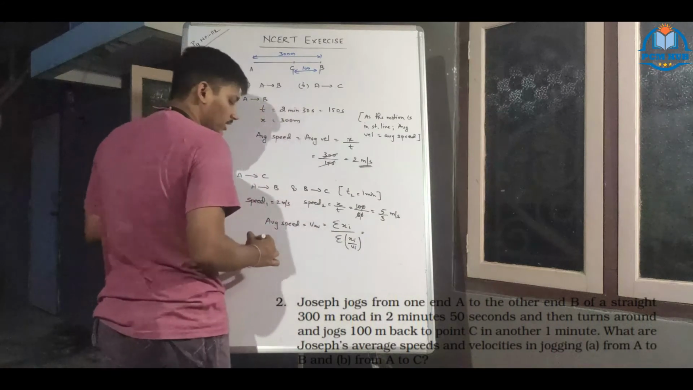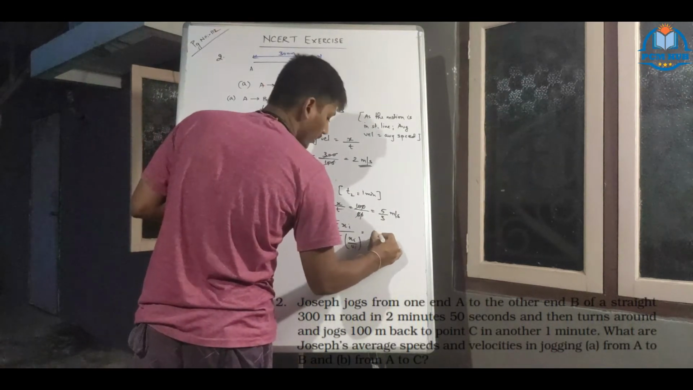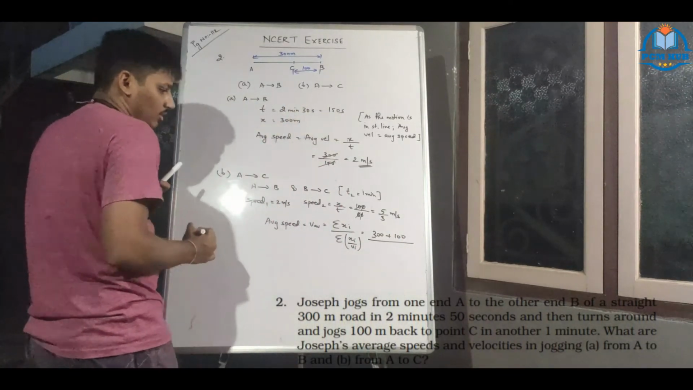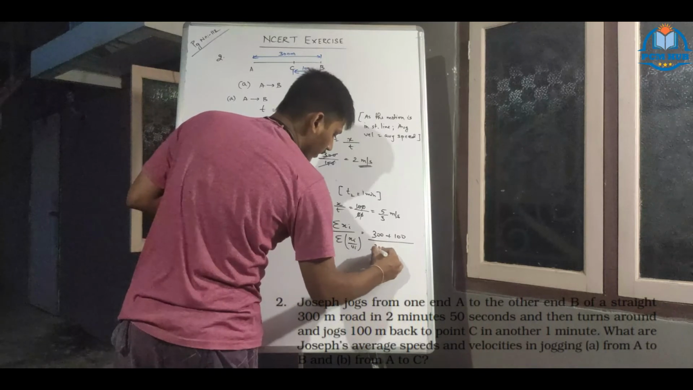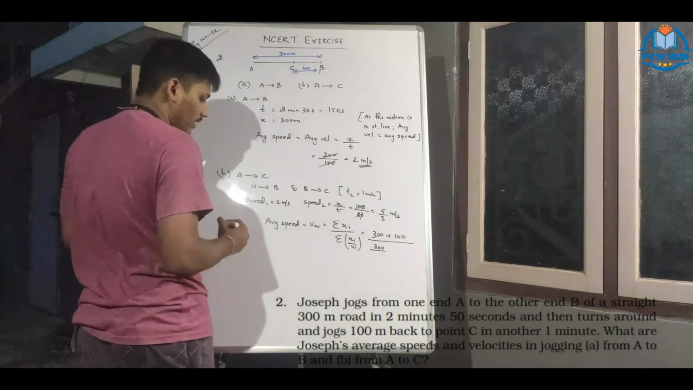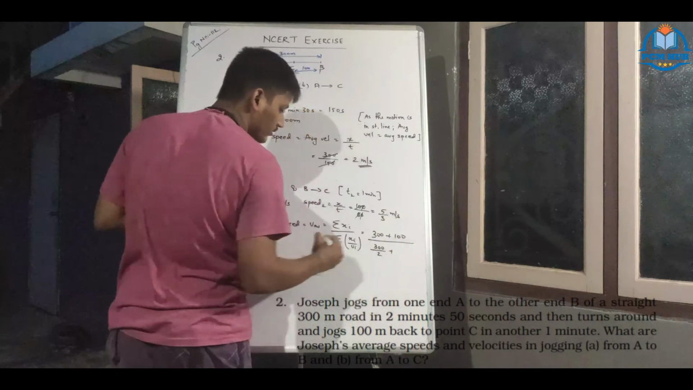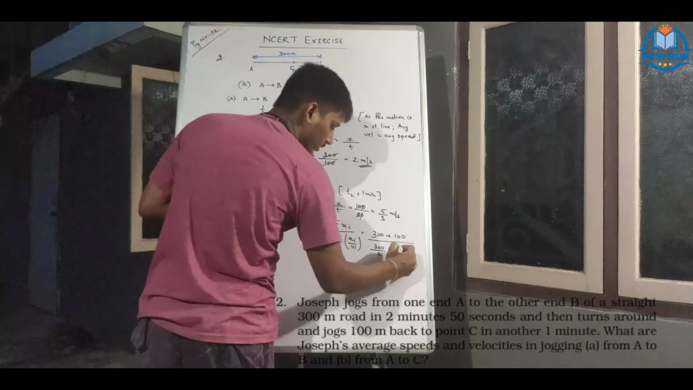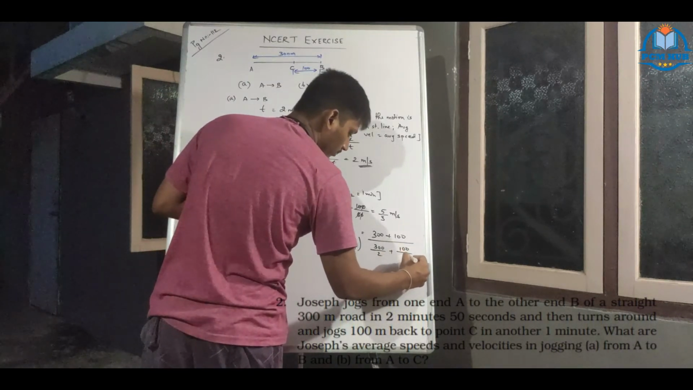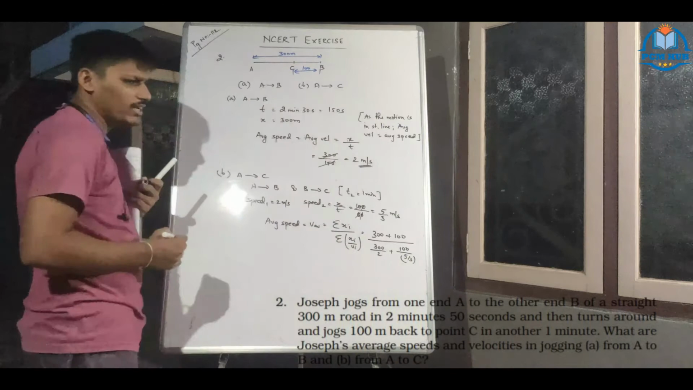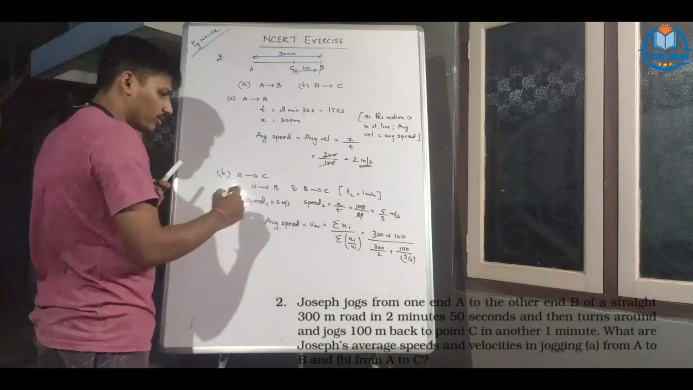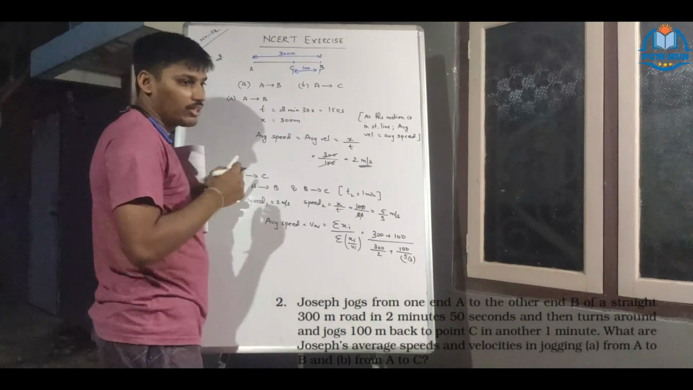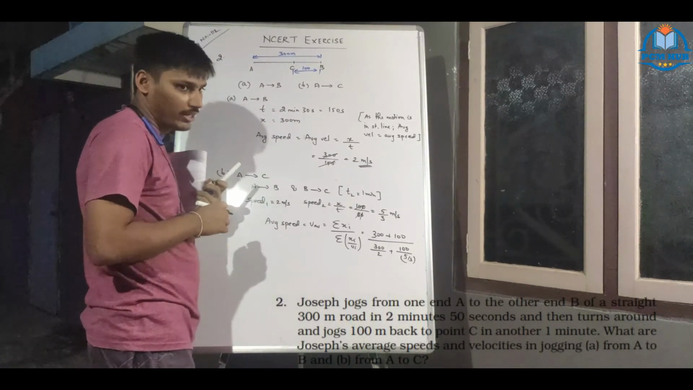So the sum of this distance is how much? 300 meters in the first round plus 100 meters in the second round, divided by the individual times. 300 divided by v1 plus the next 100 meter distance divided by 5 by 3. Or you can write sigma t_i also. That's also no problem, but I am doing the longer method, to help you out in the average velocity.